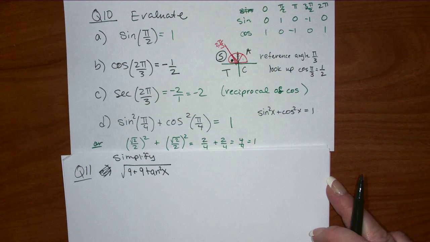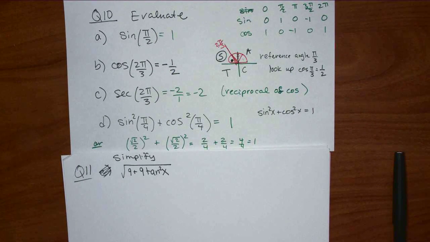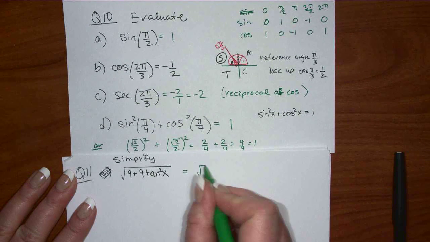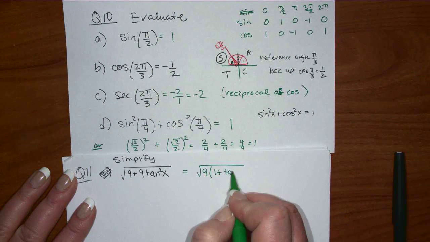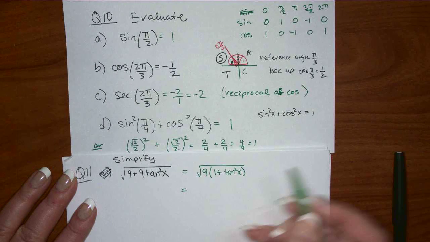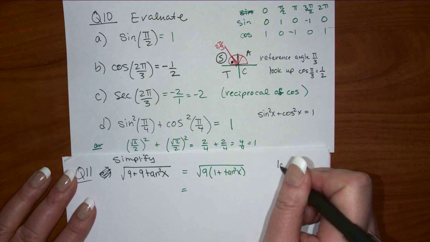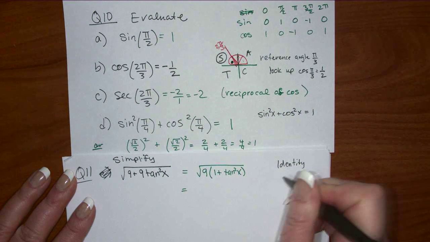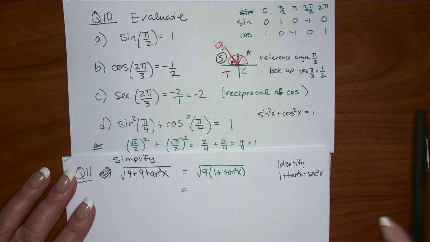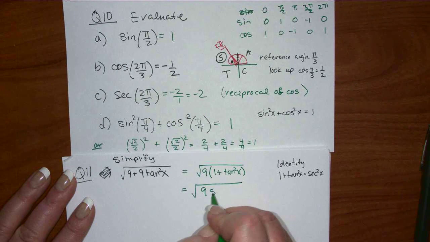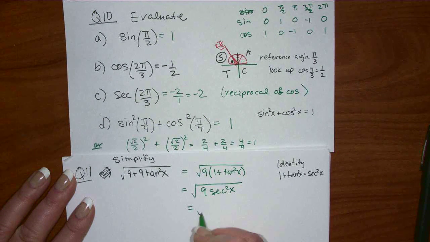Okay, so what do we do? There's a square root. We can't take the square root of the 9 and the other yet because of that plus sign. When we have a square root, it has to be multiplied in order to break it down. So we can factor out the 9. And what's 1 plus tan squared? That's an identity. Right. 1 plus tan squared is secant squared. So this will be 9 secant squared, and then we can do the square root of each piece.